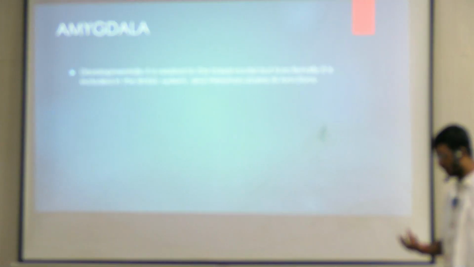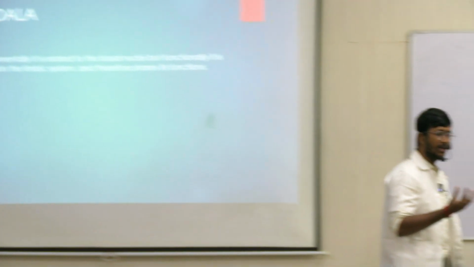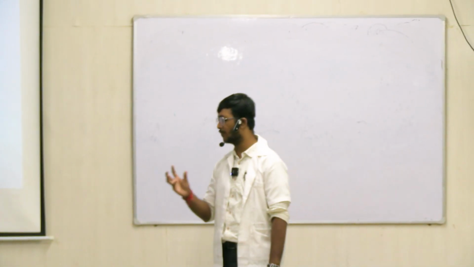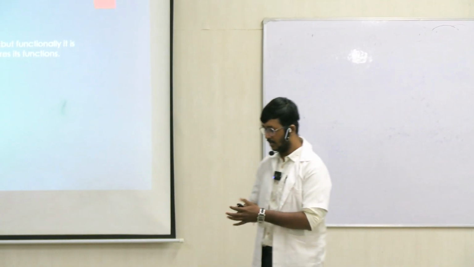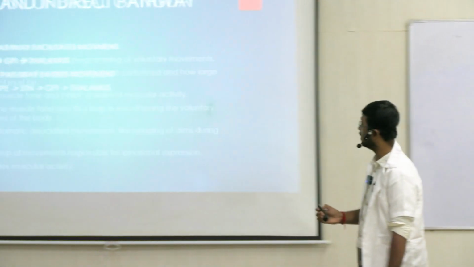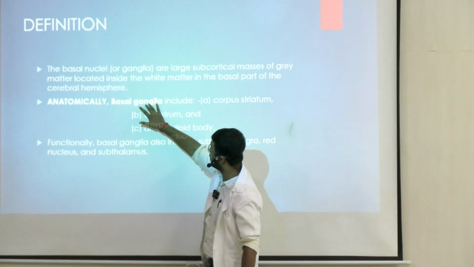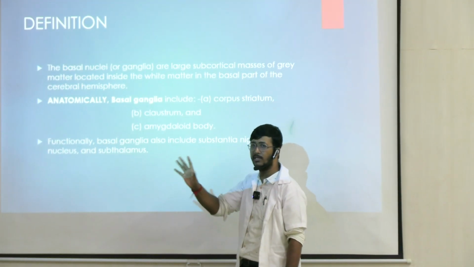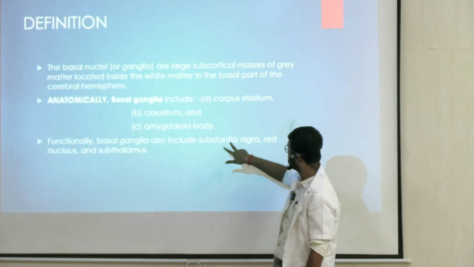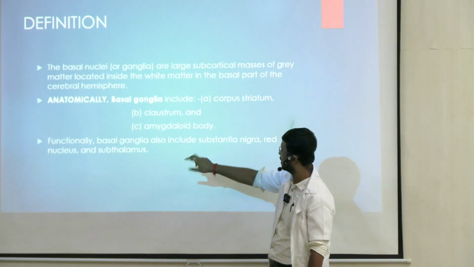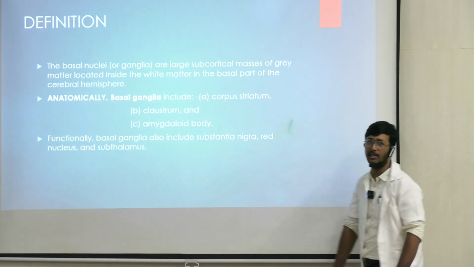Now amygdala, as I have already mentioned, anatomically is a part of your basal ganglia, but functionally it belongs to limbic system. That is, structurally it is a part of basal ganglia, but functionally, through the functions that limbic system follows, it is a part of limbic system. Just opposite to these things, substantia nigra and subthalamus do not belong to the basal ganglia, but their functions are stimulated by basal ganglia.